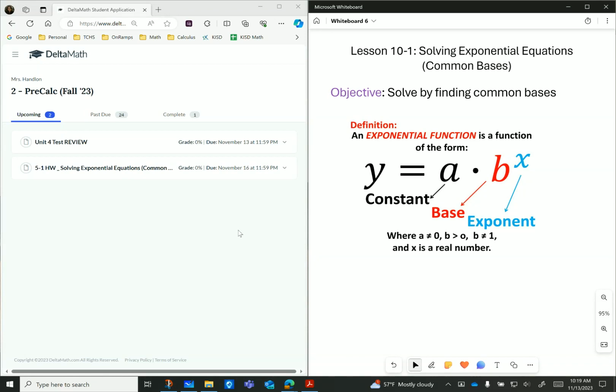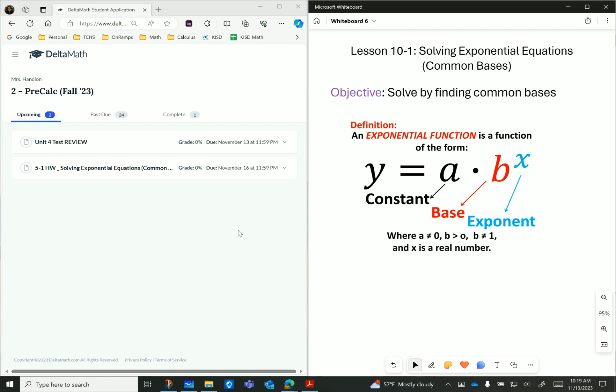Okay, we're jumping into lesson 10.1. We are moving on to the next parent function we will work with, and that is exponential functions. Our first lesson is going to cover solving exponential equations using the method of finding common bases.